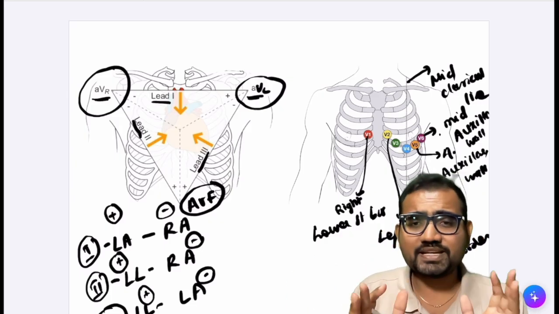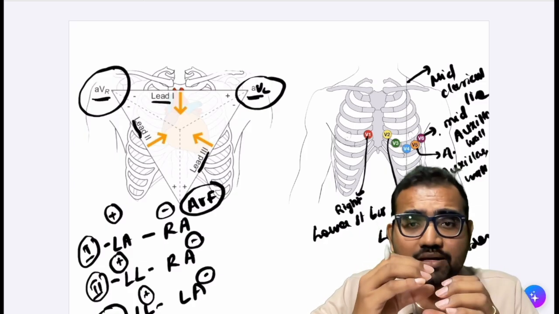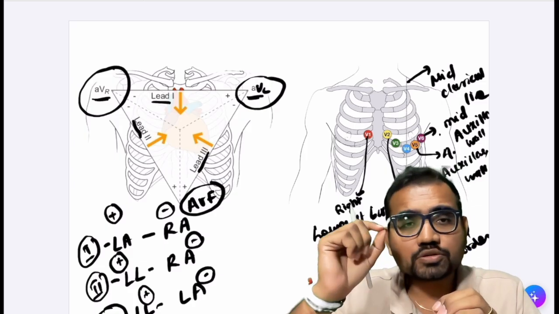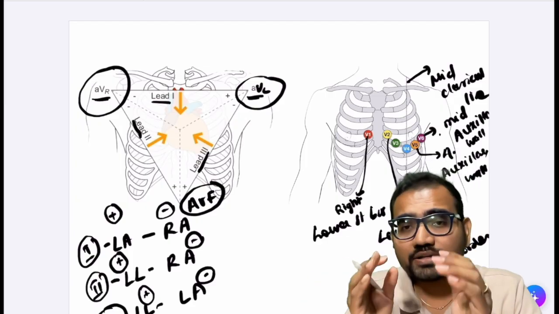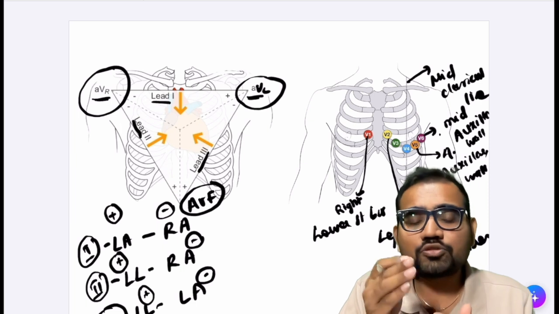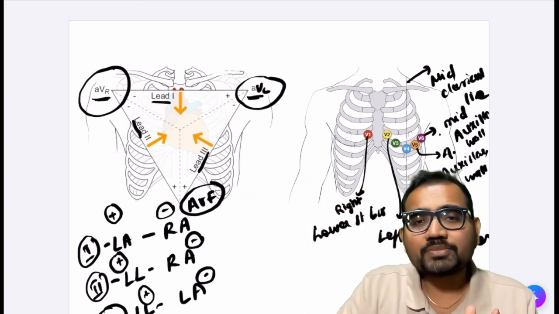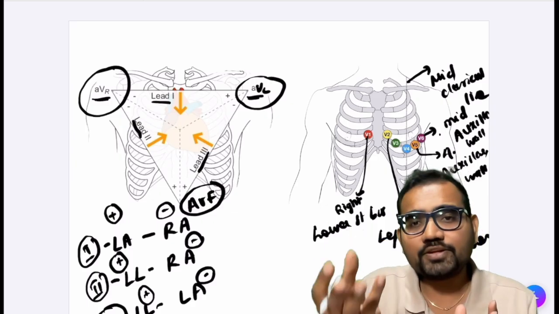Imagine these leads and electrodes are like a camera. So I'm viewing the heart in the camera. Say for example, lead 1, left arm to the right arm, I'm viewing the left side of the heart. And lead 2, left leg to the right leg, similarly I'm viewing from the inferior view, so the heart is viewed from the inferior. Lead 2 and lead 3, inferior view of the heart.